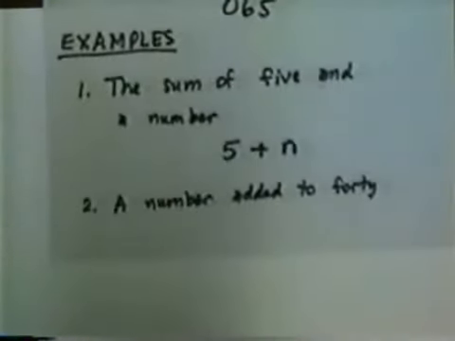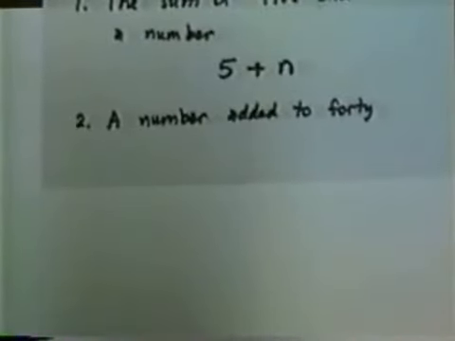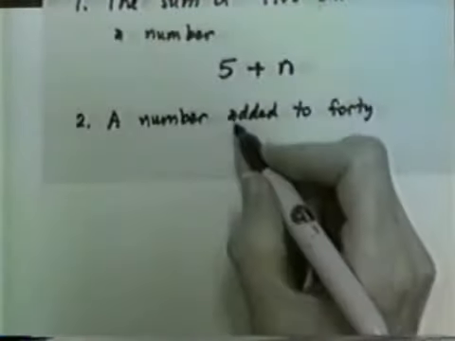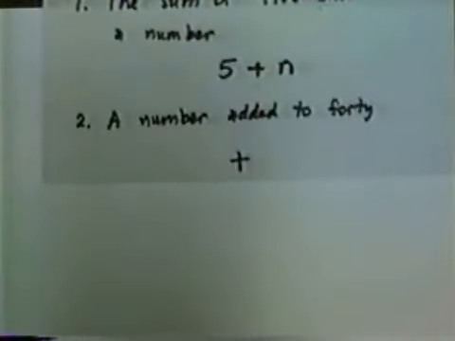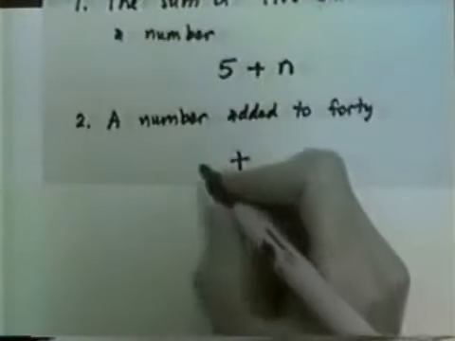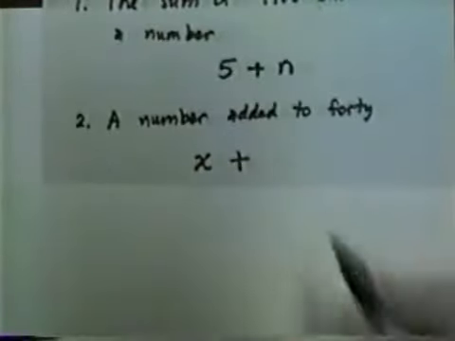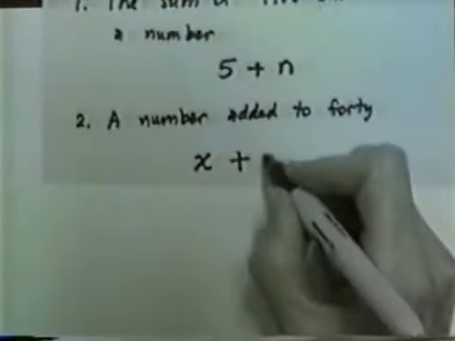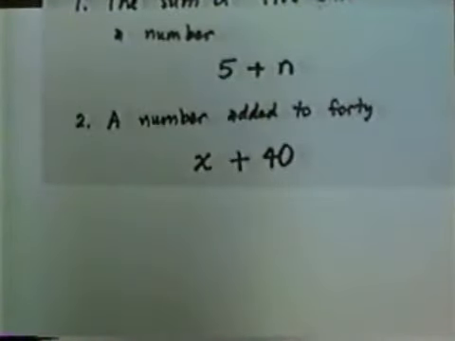Next, let's look at a number added to 40. Added to tells us that we're going to add. Let's put a number. This time let's use the letter X. A number added to 40 looks like this: X plus 40.